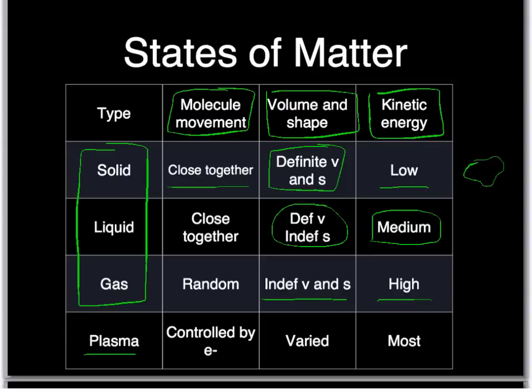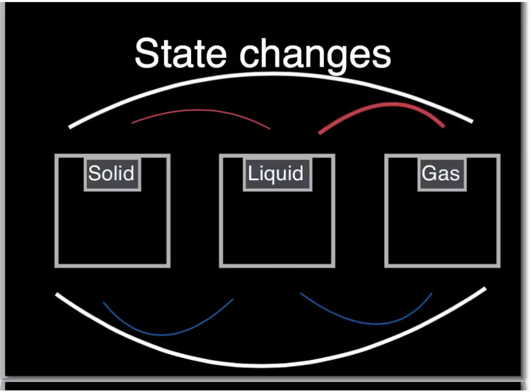So looking at these three, those are the three things we need to keep in mind: the molecule movement, the volume and shape, and the kinetic energy. All right, so let's take a look at how these phases change and how these different states change from solid to liquid, from liquid to gas, from gas to liquid, from liquid to solid, and even from gas to solid or solid to gas.